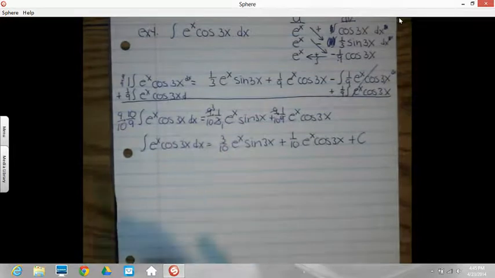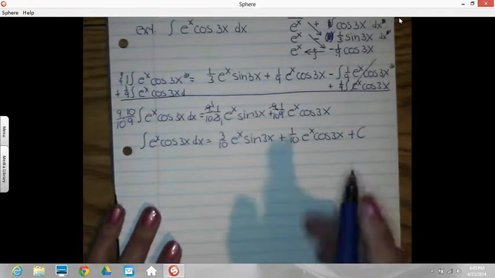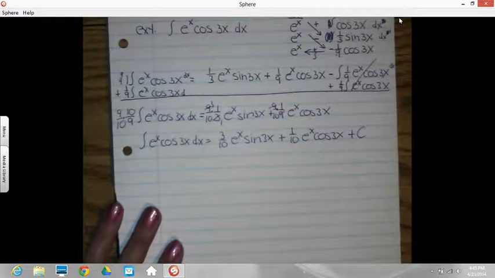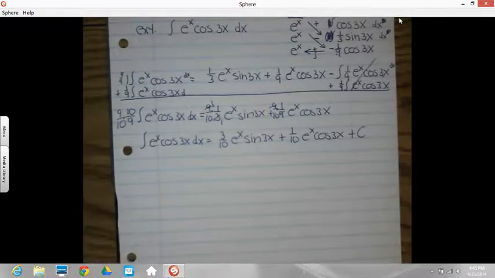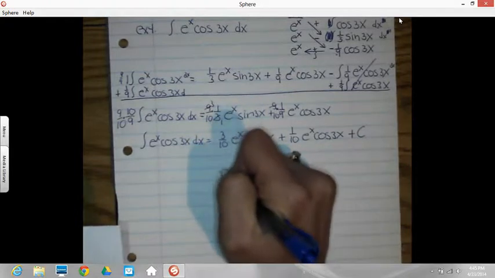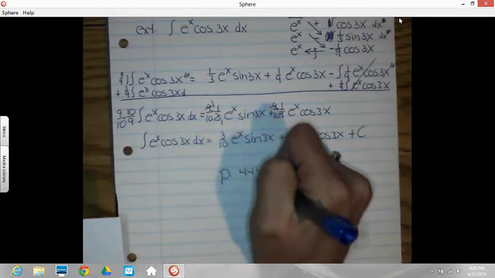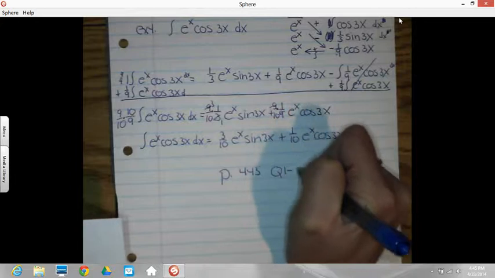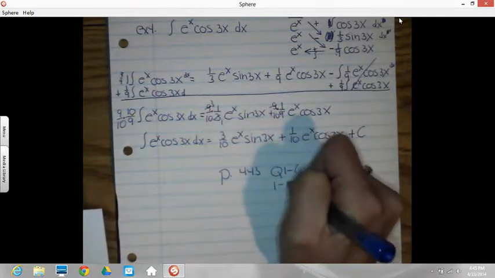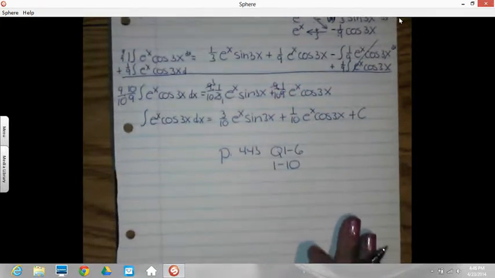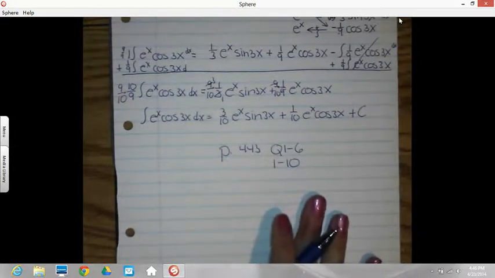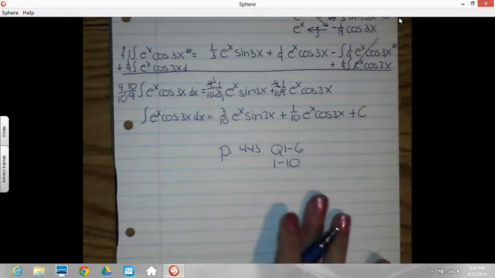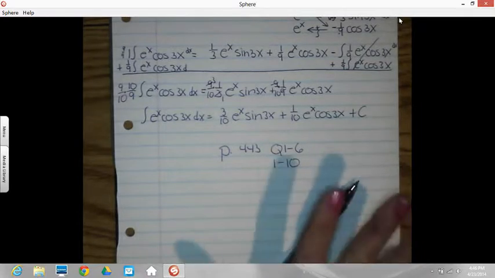Okay, so we'll stop here. Your assignment's going to be page 443, Quickie 1 through 6, and then 1 through 10. We are going to be spending 3 more days in this section, I think, at least 2, if not 3, and they'll get a little bit more challenging, but this is just practice the skill today.